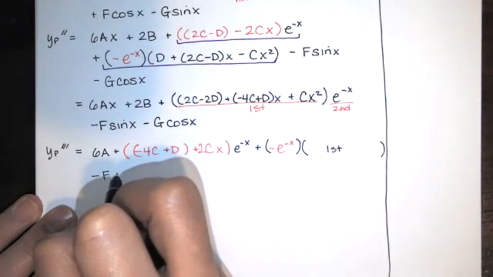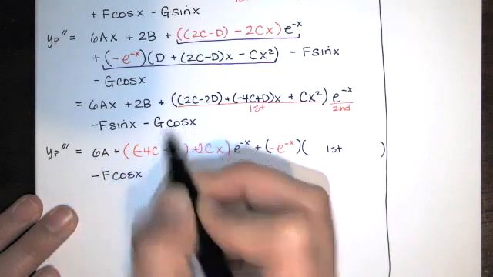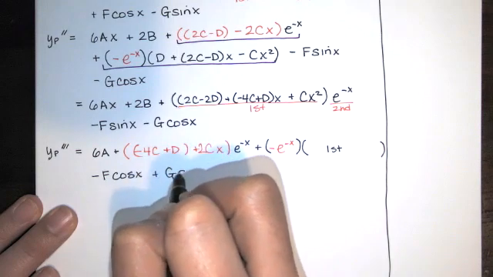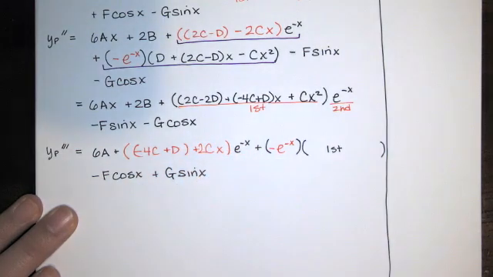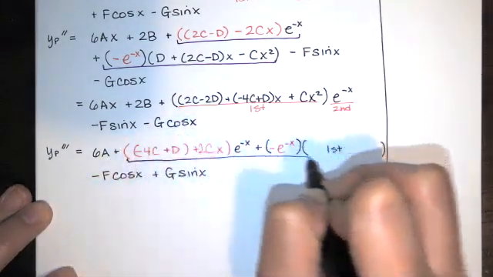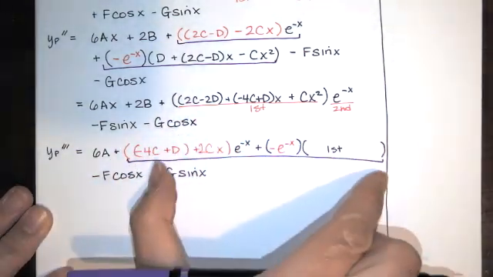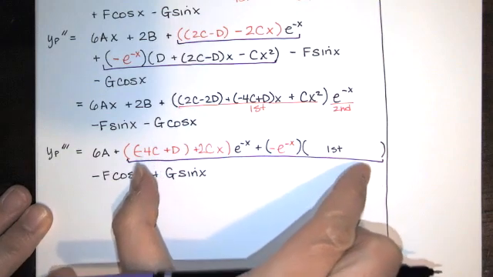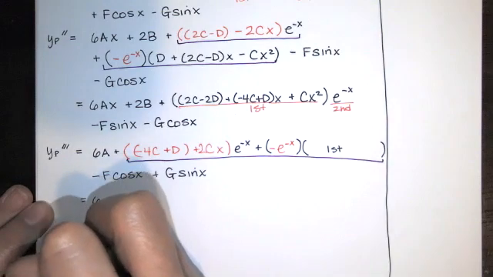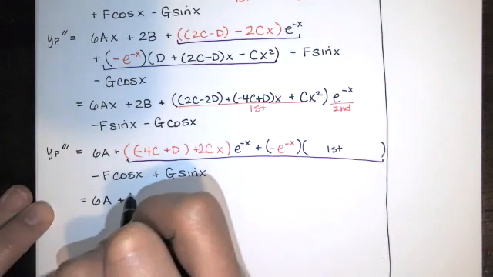Derivative of sine is cosine. Derivative of cosine is negative sine. Negative sine times that negative is going to give me a positive sign there. Okay. And we are here again, it makes sense for us to collect like terms here. So we've got 6a plus.